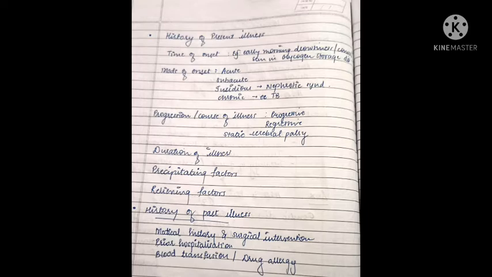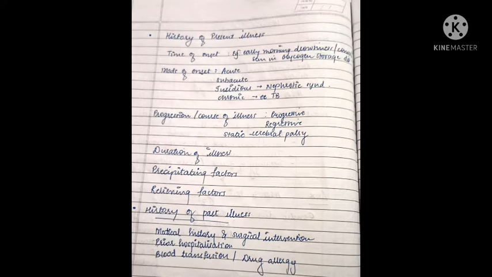Next, history of present illness. In the history of present illness, we need to mention the time of onset of the symptom, the mode of onset, progression or course of illness, duration, and precipitating and relieving factors. Time of onset can be early morning drowsiness or convulsion, which is common in glycogen storage diseases. Similarly, paroxysmal nocturnal dyspnea occurs at night, a few hours after going to bed.